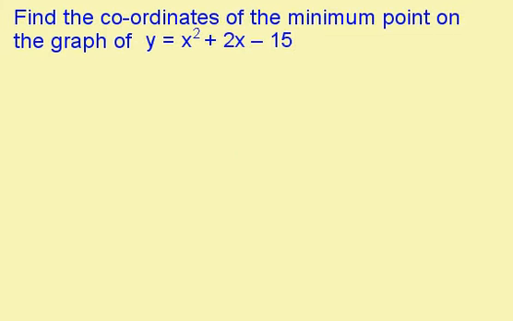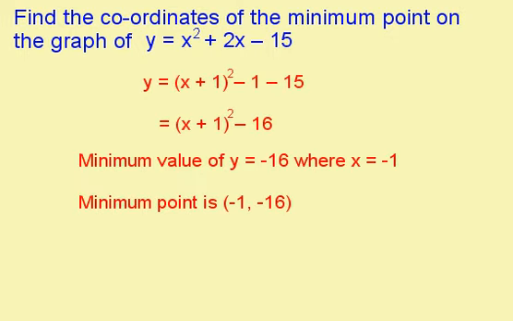Here's a third question for you to try. Press pause and have a go. When you're ready for the answers, press play. Again, I've started by completing the square. I know that the minimum value of this is 0. So y has a minimum value of −16 when this part is 0. This part would be 0 when x is −1. So my minimum point is (−1, −16).